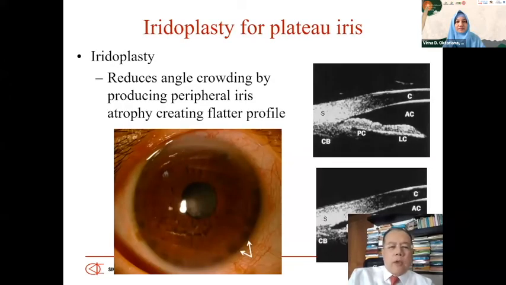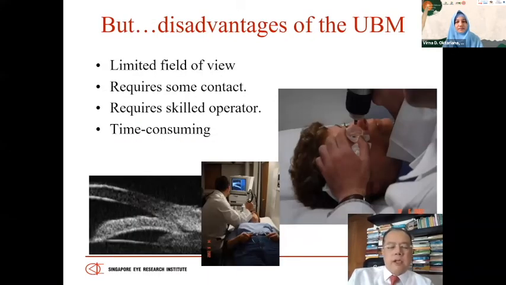For cases of plateau iris, we can perform iridoplasty, in which we use laser burns to contract the peripheral iris in order to open up the angle. The disadvantages of UBM are that the field of view is quite limited. The procedure requires some contact. The operator needs to be skilled to do it well, and it also can be quite time-consuming.